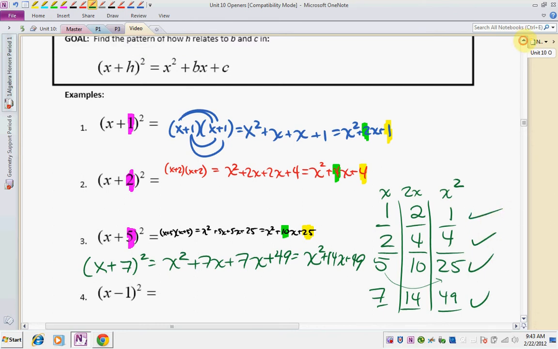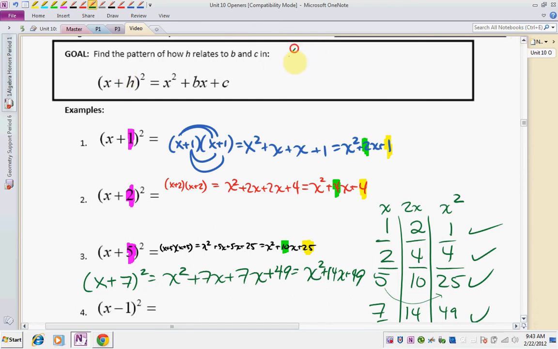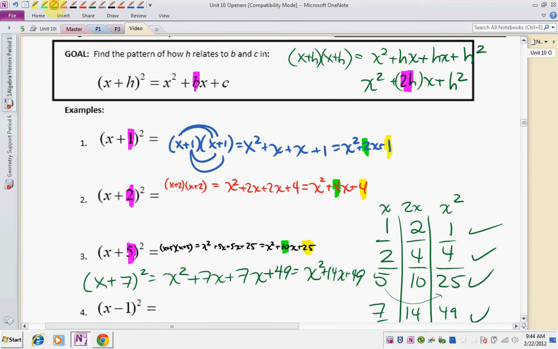Let's go back and see why we believe that's true. So if I squared x plus h times x plus h, I would get x squared plus hx plus hx plus h squared. Simplifying that, that's x squared plus 2hx plus h squared. And so you'll notice that the b value is in exactly the same spot as the 2h, and the c value is in exactly the same place as the h squared. So in fact, that is the relationship.